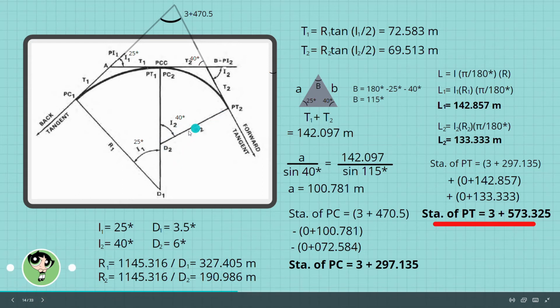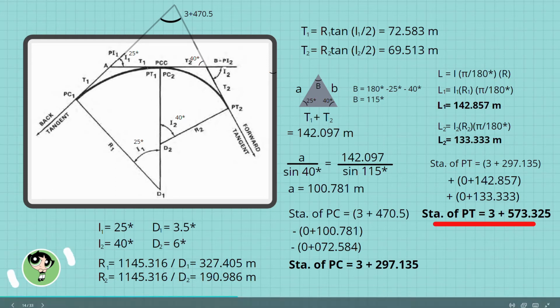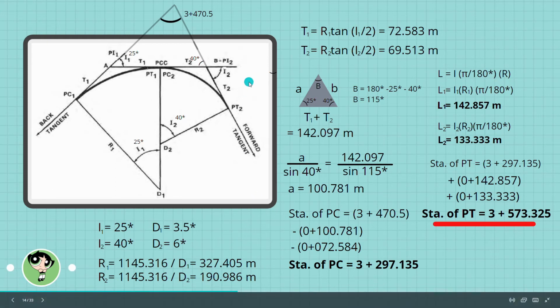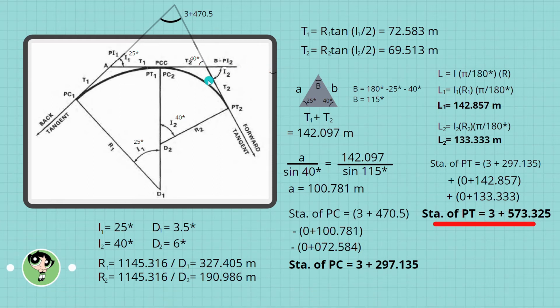Next is our R2, which is 1,145.316 over our D2. What is our D2? It is 6 degrees. Plugging into the calculator, we get a value of 190.986 meters. Moving on, we have to get our T1 and T2, the tangent of the first curve and the tangent of the second curve.